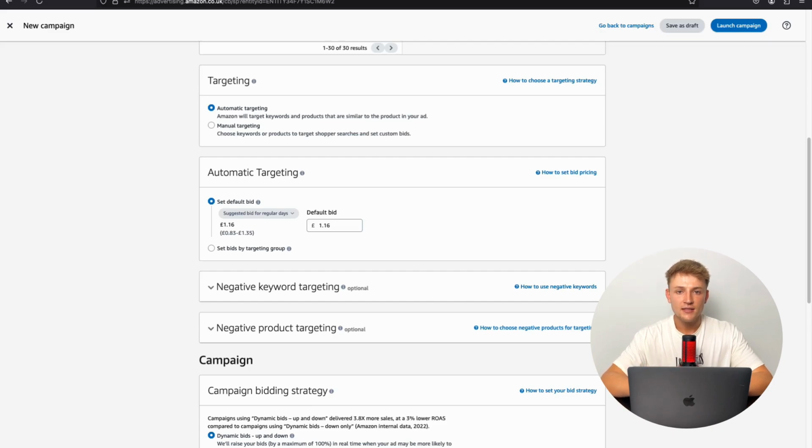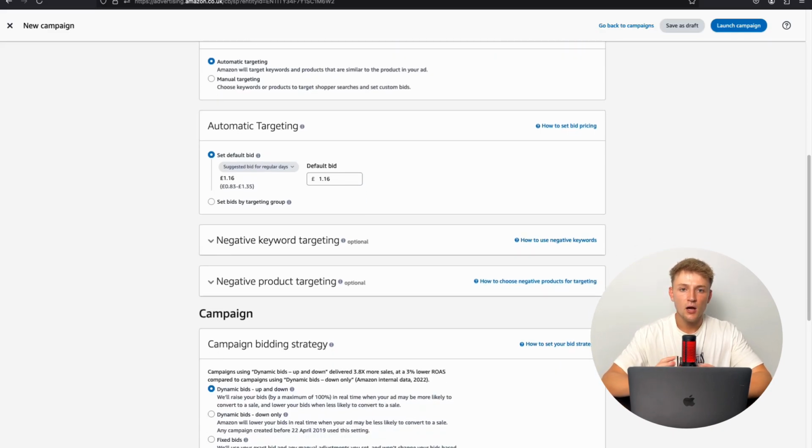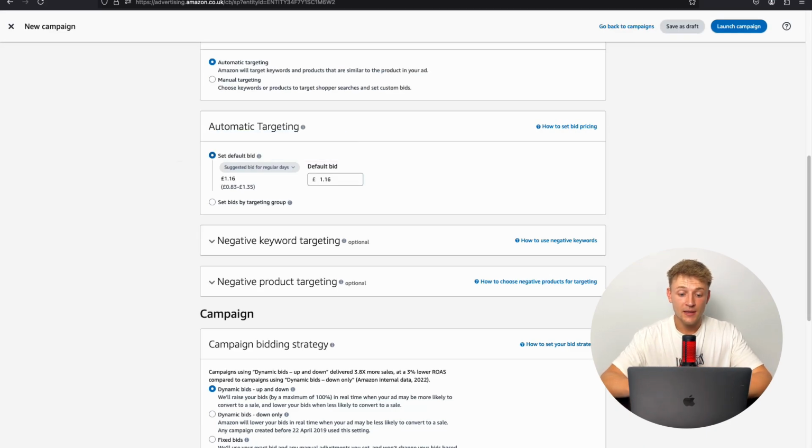Now, the next thing here is a default bid. Now, for those of you that don't understand why there is a bidding system here, basically what Amazon KDP ads work off is this bidding system. So as you can imagine, there are so many people who are trying to advertise their products on Amazon. Not everyone can all advertise at the same time, which is why they have this bidding system. So you can basically bid how much you're prepared to spend for your book to be shown at a certain point. So that's where your default bid is.